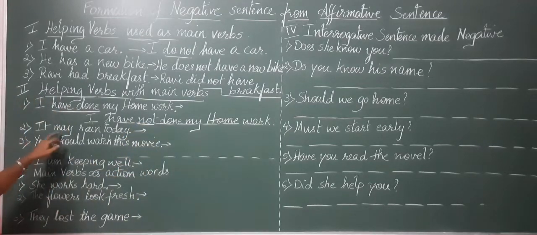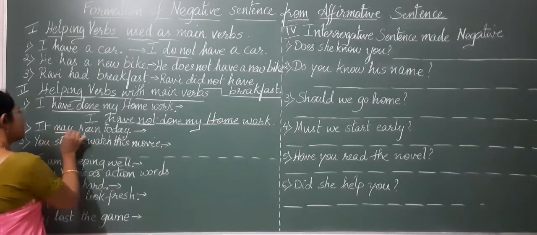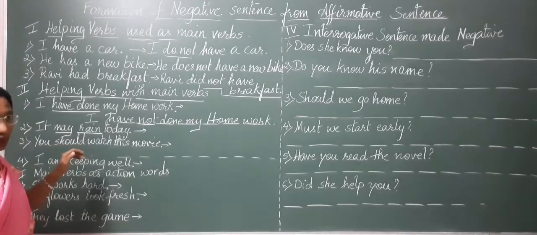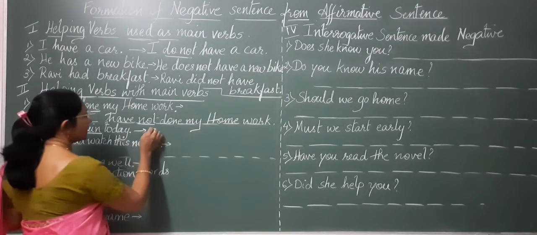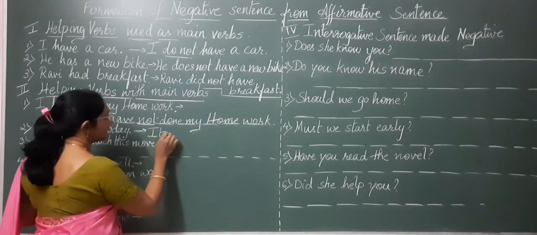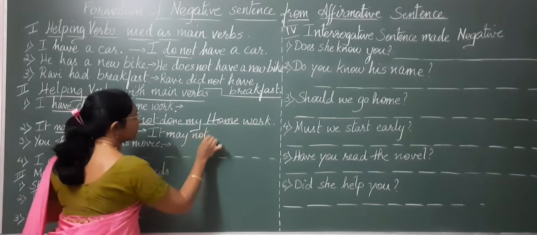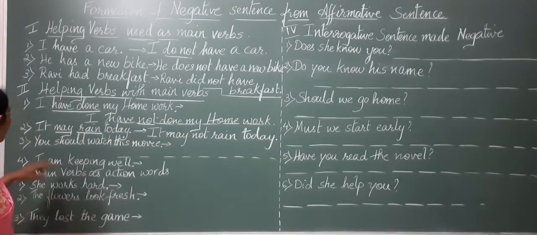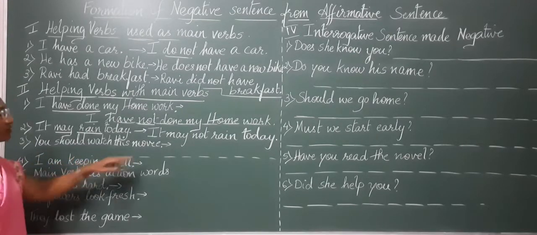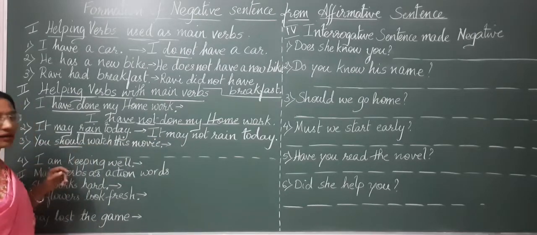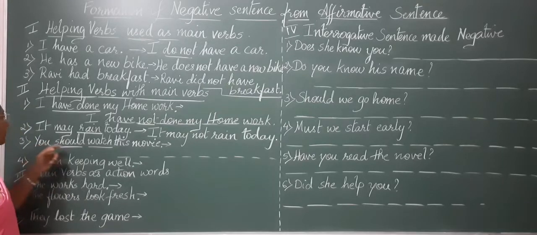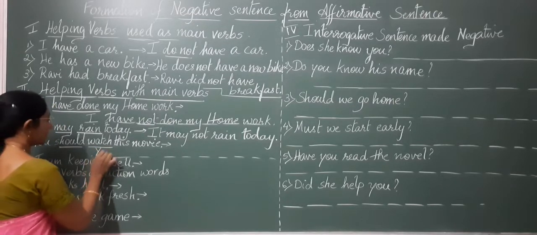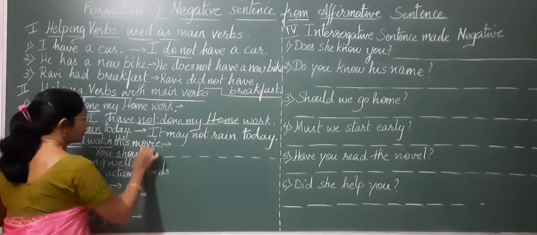Next, it may rain today. May is a helping verb with rain. So rain is playing the role of a main verb. It may rain today. The answer in the negative sentence will be: it may not rain today. The next one. You should watch this movie. Should is a helping verb. Watch becomes a main verb. You should watch this movie is made into a negative sentence by adding not in between. You should not watch.